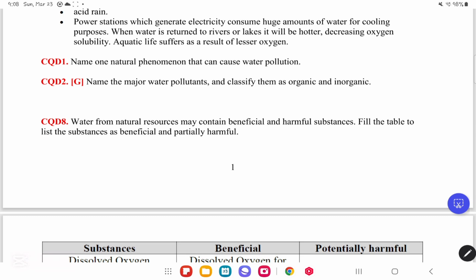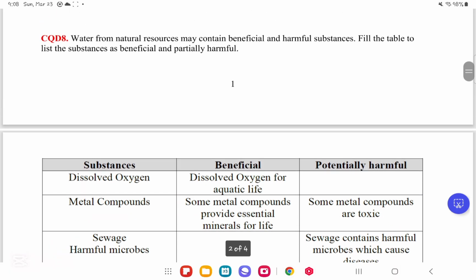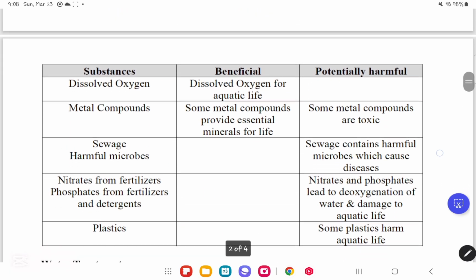I believe they gave us the table below. Now we will look at it. Water from natural resources may contain beneficial and harmful substances. Fill the table to list these substances as beneficial and partially. I don't think partially, I think they mean potentially. So that's incorrect. It's not partially harmful, it's potentially harmful. Okay, so they filled the table for us.